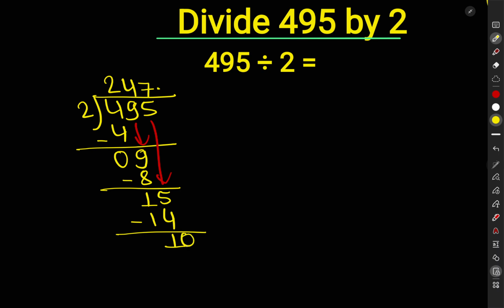So now it is 10, and 2 times 5 is 10. On subtracting, it is 0. So 495 divided by 2 is 247 decimal 5.